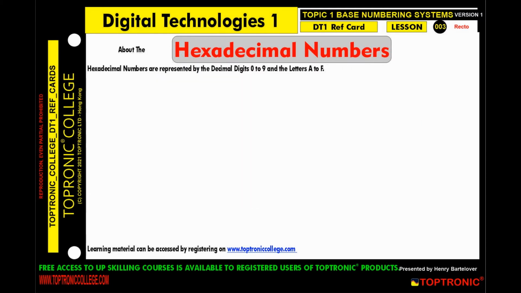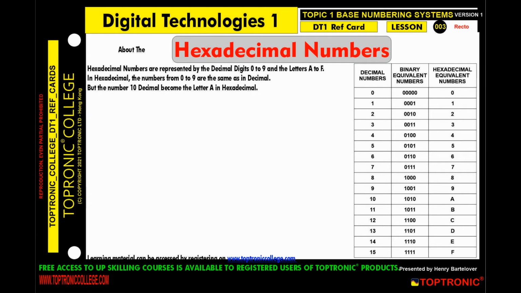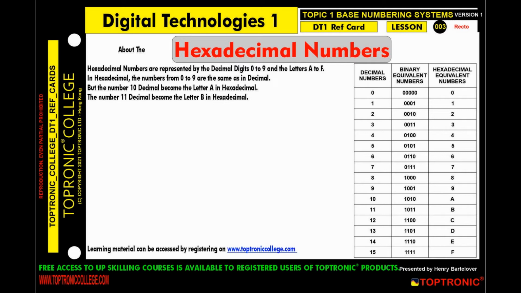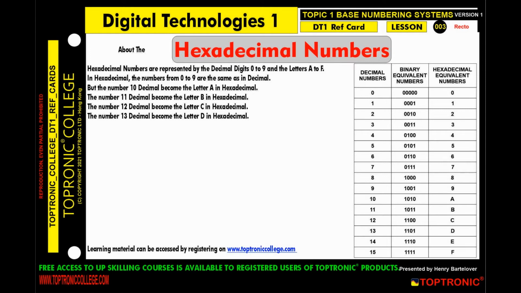Hexadecimal numbers are represented by the decimal digits 0 to 9, and the letters A to F. In hexadecimal, the numbers from 0 to 9 are the same as in decimal. But the number 10 decimal becomes the letter A in hexadecimal. The number 11 decimal becomes the letter B. The number 12 becomes the letter C. The number 13 becomes the letter D. The number 14 becomes the letter E. The number 15 becomes the letter F.